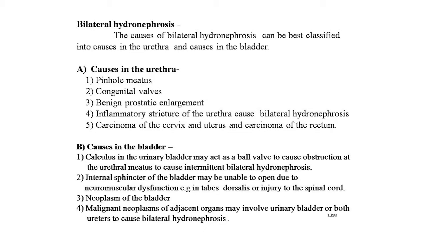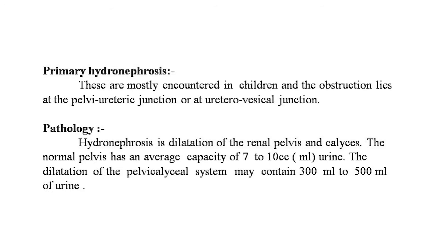Third is the neoplasm of the bladder, and fourth is the malignant neoplasm of the adjacent organs, which may involve the urinary bladder or both ureters to cause bilateral hydronephrosis. Now there are other types also, primary and secondary hydronephrosis. First, we see the primary hydronephrosis. These are mostly encountered in children, and the obstruction lies at the pelvic ureteric junction or at the ureteric vesicle junction.